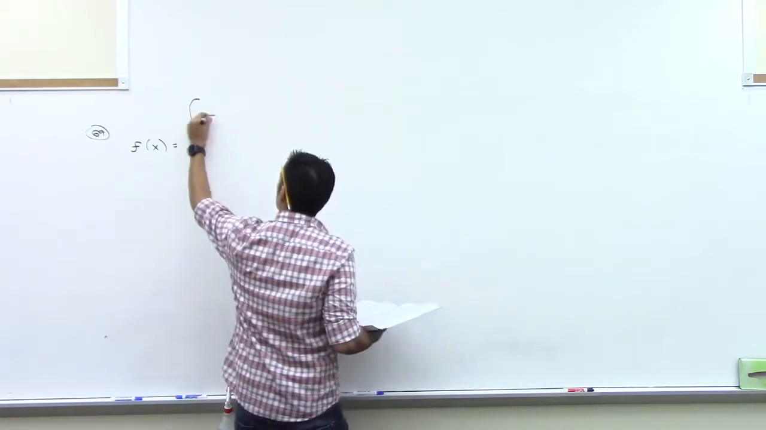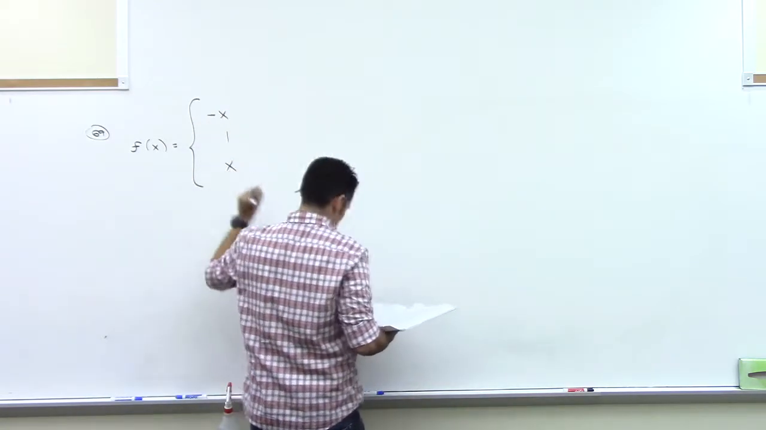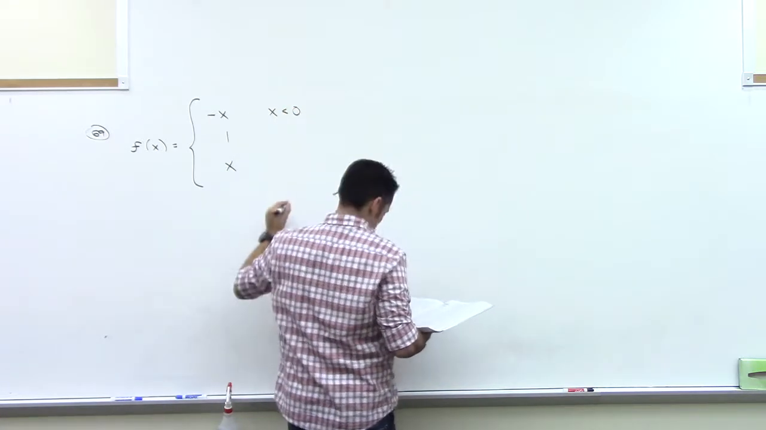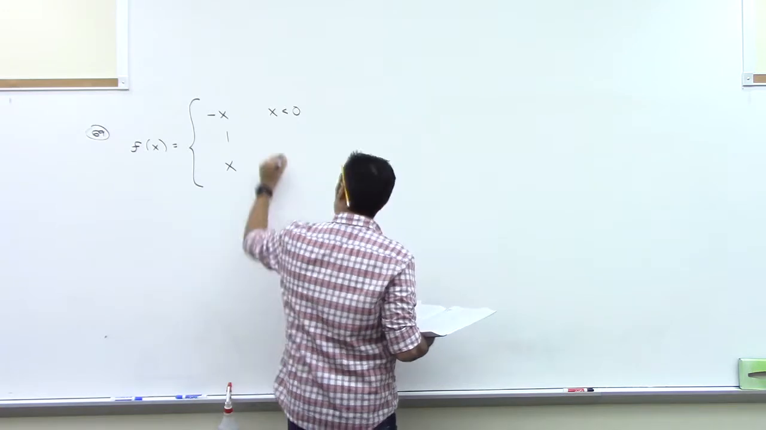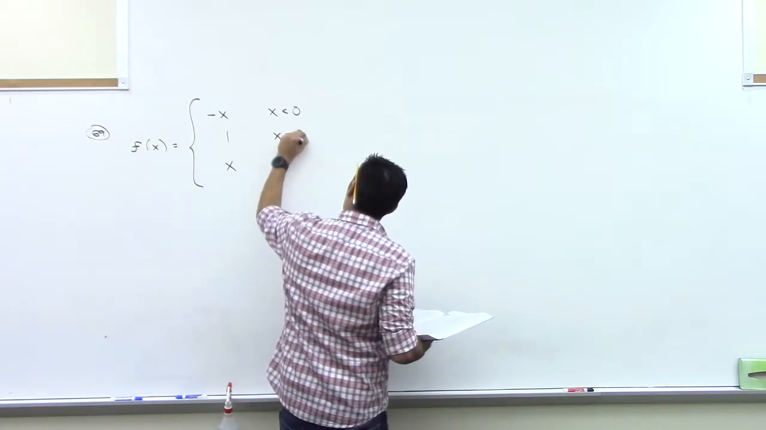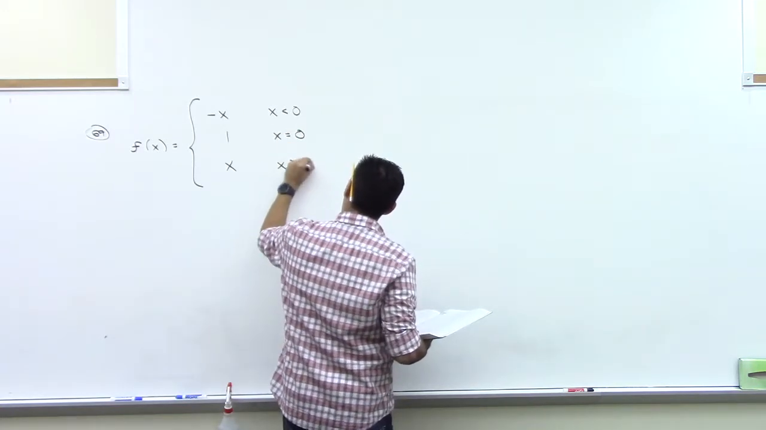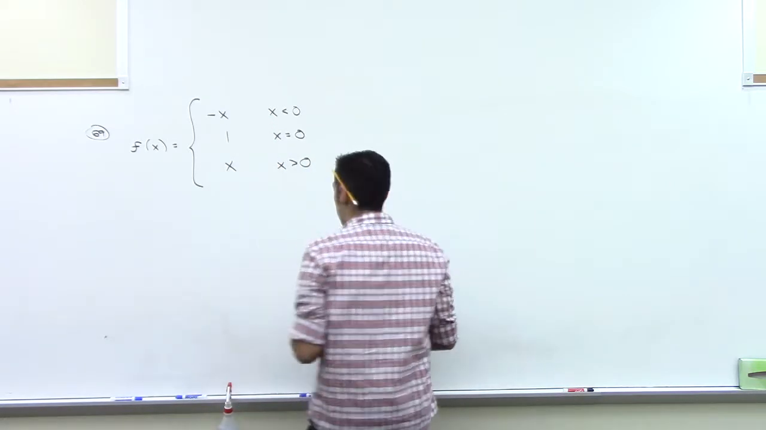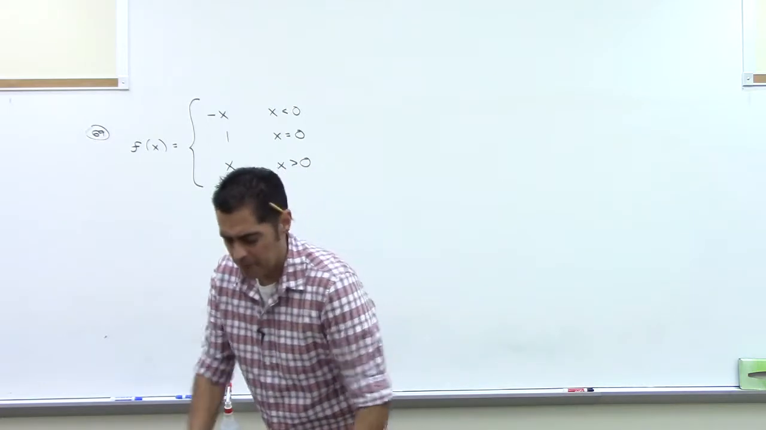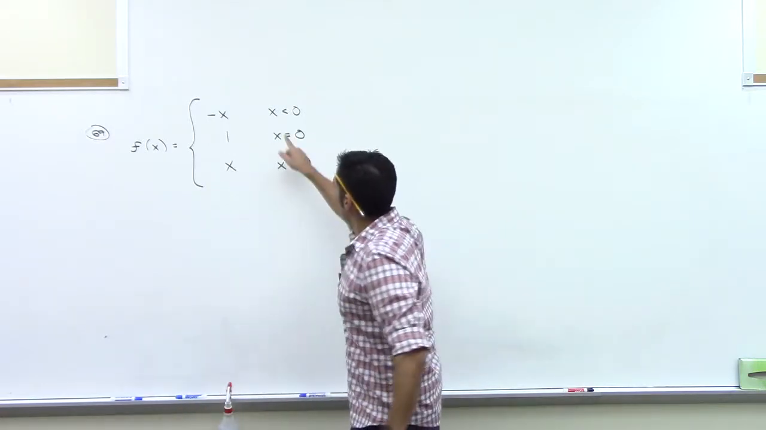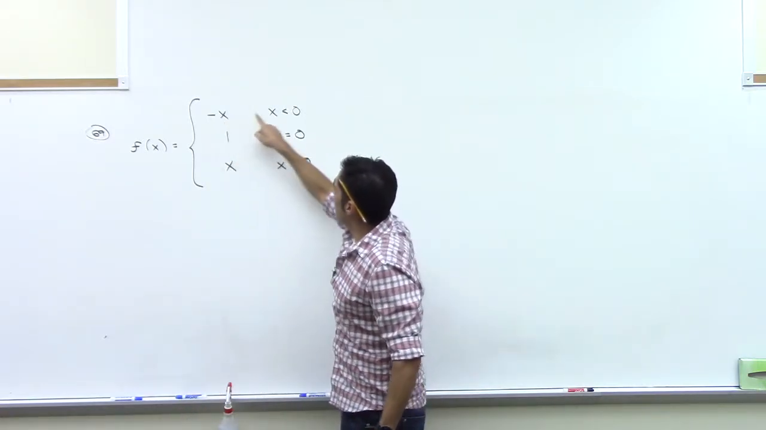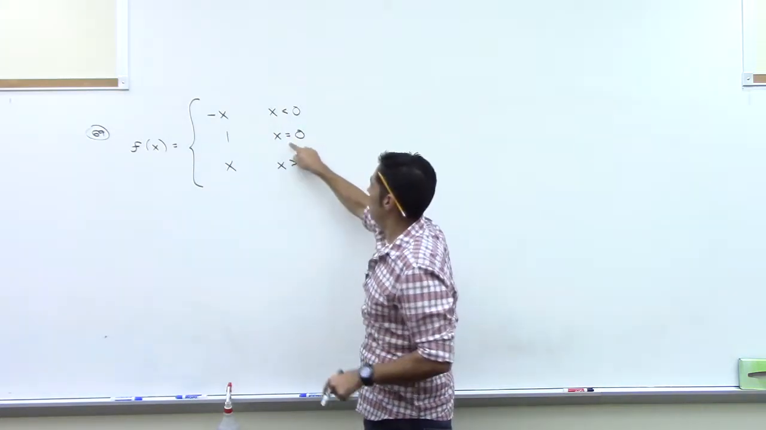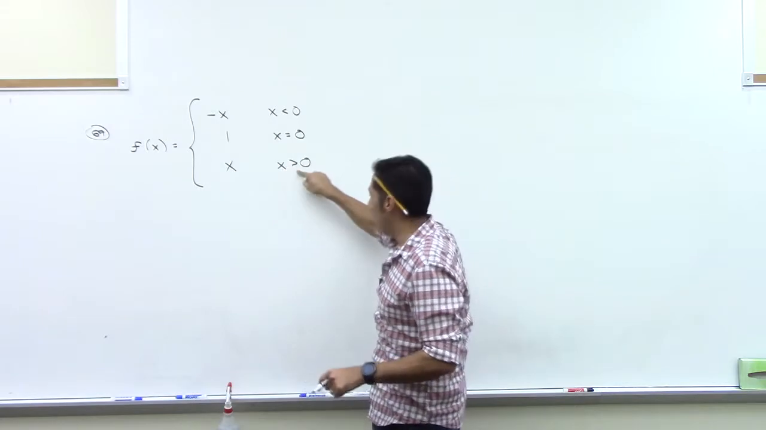All right, negative x, 1, and x. And this is going to be if x is less than 0. This will be if x is 0. And this will be if x is greater than 0. I didn't put "if" there, but it says it in the book. So this graph right here is what's happening to the left of 0. This is what's happening at 0. This is what's happening to the right of 0.